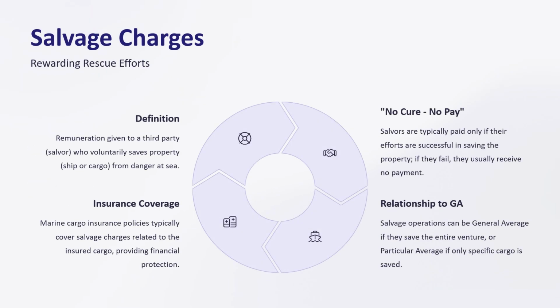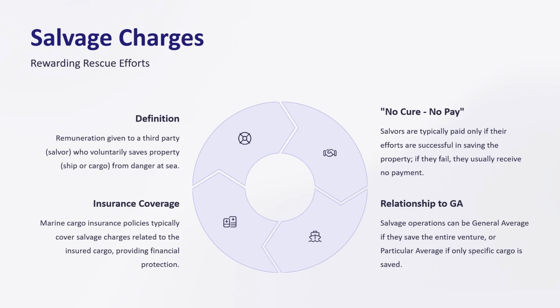Now let's look at the salvage charges. Salvage charges are basically a payment given to a third party called a salvor, who voluntarily steps in and successfully saves property like a ship or its cargo from a danger at sea. They are being rewarded for their rescue efforts. A common principle in salvage is no cure, no pay. This means that the salvors are usually paid only if their efforts are successful in saving the property. If they try to rescue something but fail, they typically don't get paid for their time and effort.